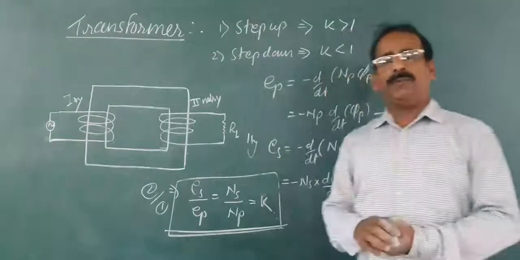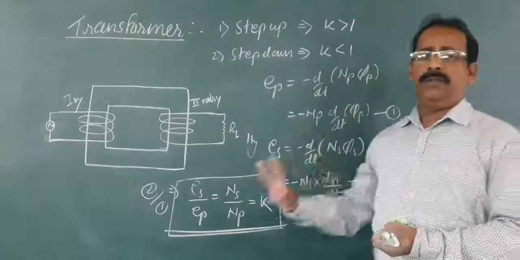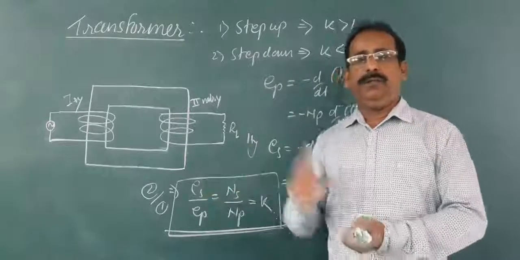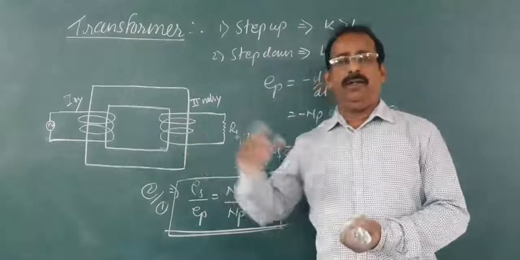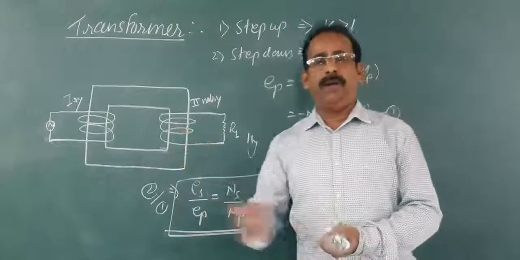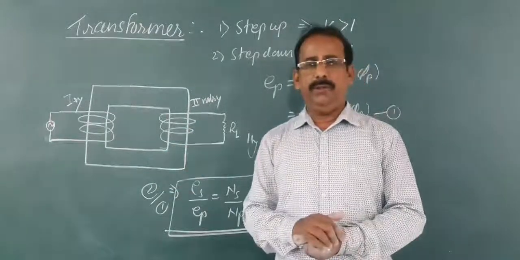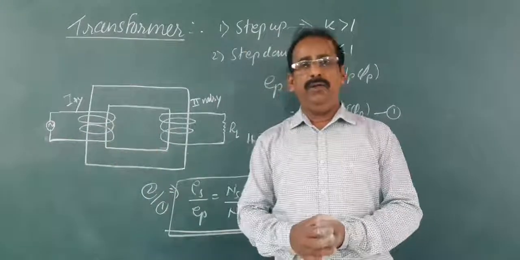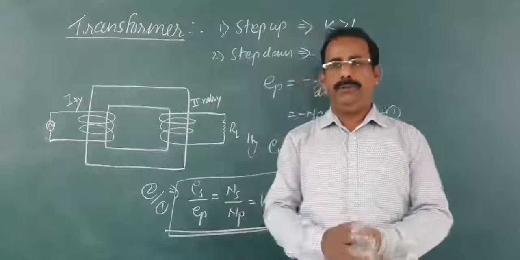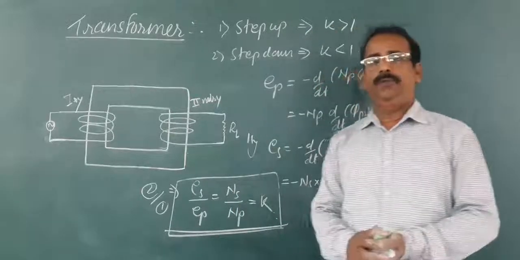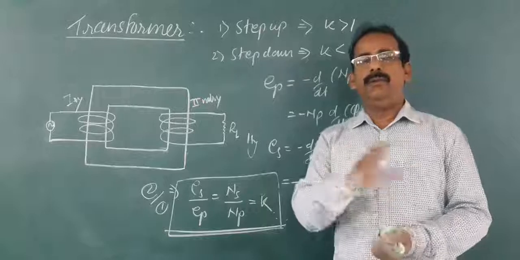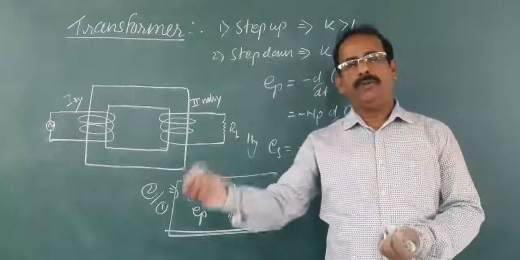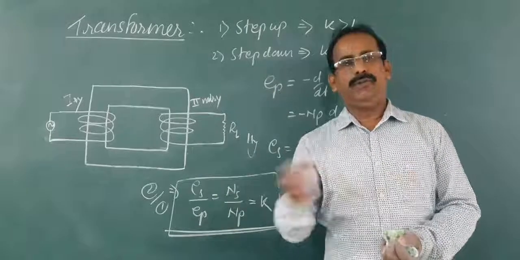In a step-down transformer, K is less than 1, meaning of course the numerator is smaller than the denominator. Es is smaller than Ep. Across the secondary, in the output part, you will get low AC voltage, while in the input part, across the primary coil, you will get greater AC voltage. In a transformer, therefore, we have said that we can convert low AC voltage into high AC voltage and vice versa.